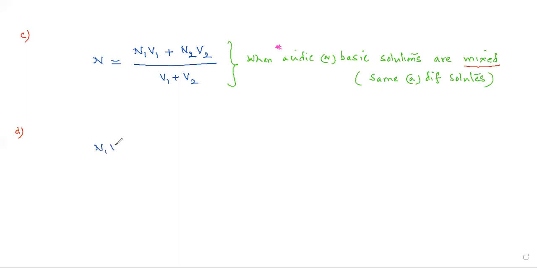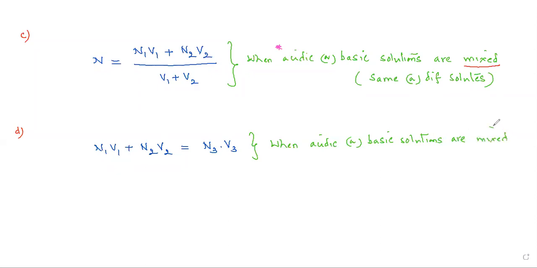Now, if they are mixed and diluted to a different volume, so this is the mixed and diluted case, where this V3 can be given as V1 plus V2 plus, of course, the volume of water that is being added.